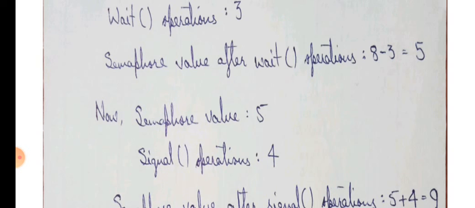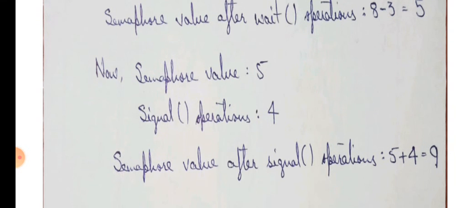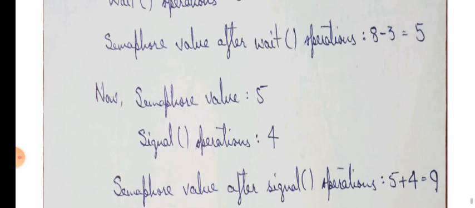Now semaphore value is equal to 5 and 4 signal operations are applied on the semaphore value. So semaphore value after 4 signal operations are applied is equal to 5 plus 4 is equal to 9. Signal operations are also called up operations because these operations increment the value of the semaphore.